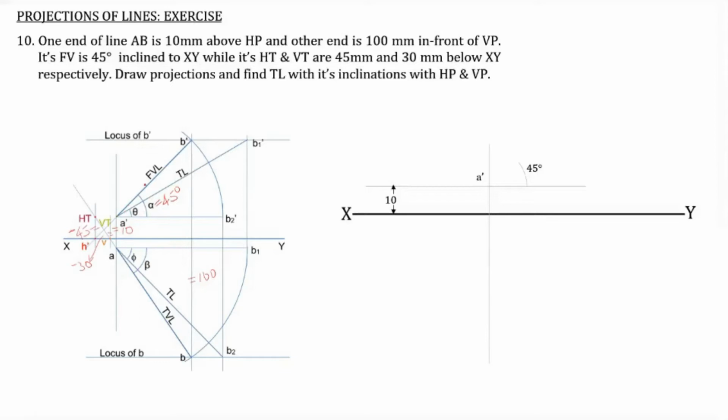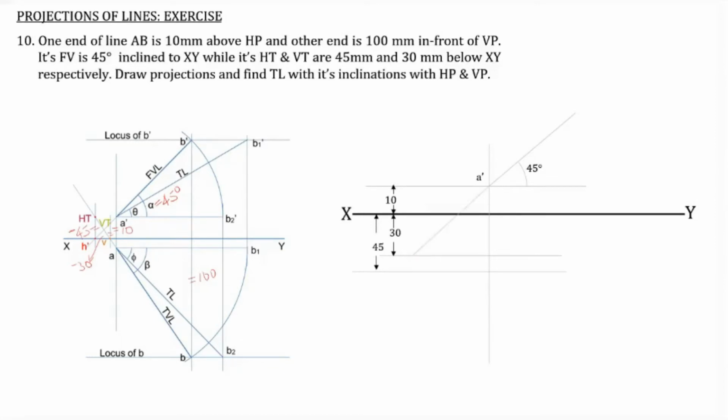See, in this figure, A dash is here, front view inclination alpha is given, that is 45 degree. So the line representing the front view should be inclined at an angle 45 degree, and in this line itself, the VT falls. So using this front view line, we can mark the VT. Then 30 millimeter below the XY line, and 45 millimeter below the XY line, we draw two horizontal lines. This line is locus of VT, and this line is locus of HT. Those two lines are drawn.